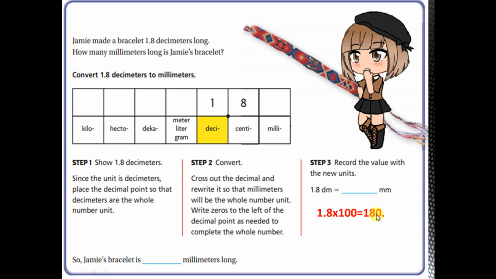So let's imagine again. 1.8. The decimal point will jump 2 jumps to the right. This is the first jump, and for the second jump I need to put 0 to make it jump the second jump. So it will be 180. So the final answer will be 180 millimeters.